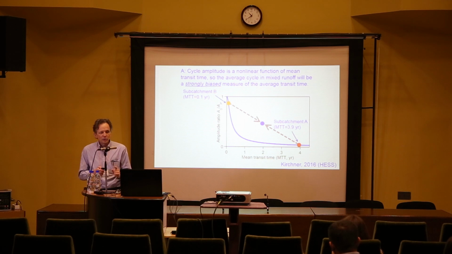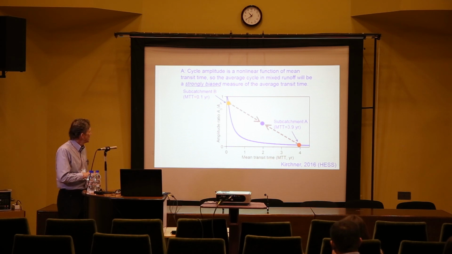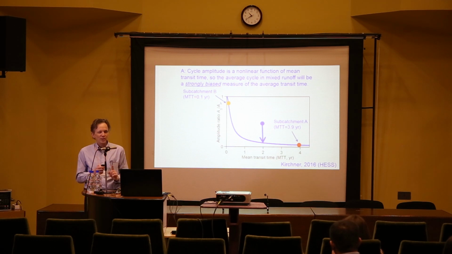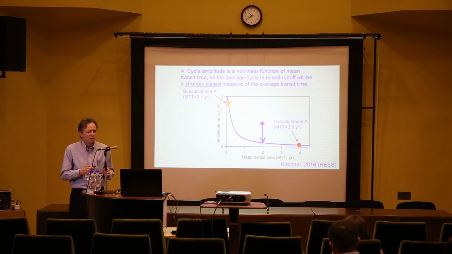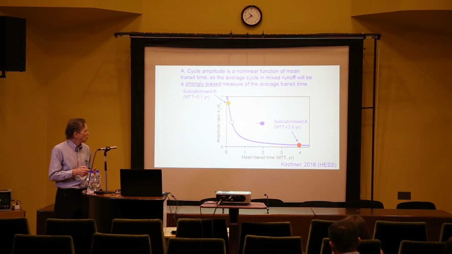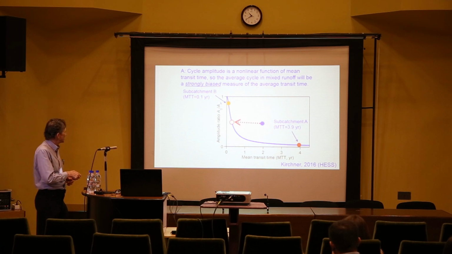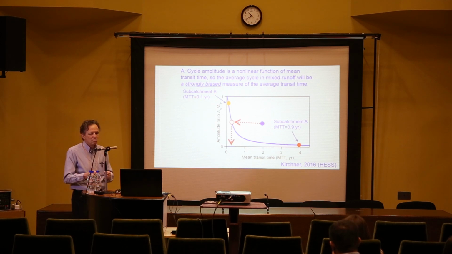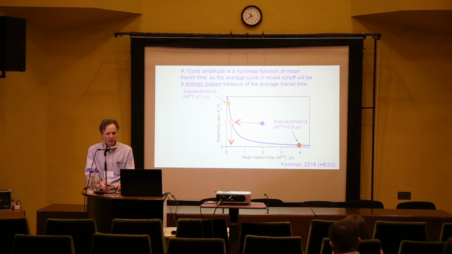So the true mean transit time in this example is about 2 years. But we don't know this. All we have is the measured tracer cycle. And so from the measured tracer cycle, we will calculate a mean transit time that's much shorter. And we will underestimate the mean transit time by about a factor of 6 in this case.